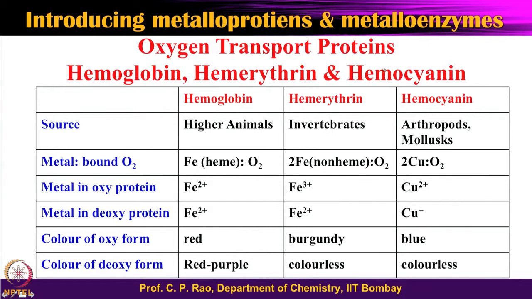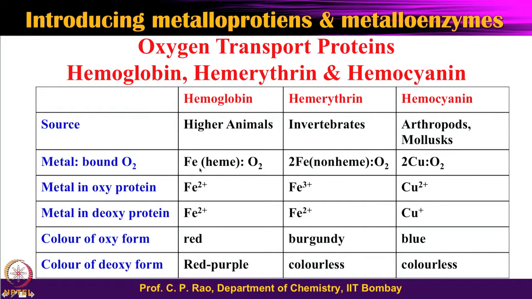Let us look at this particular table, which tells you the various properties and aspects of these transport proteins. As you know, hemoglobin is for humans and higher animals, hemerythrin is in invertebrates, and hemocyanin is in arthropods and molluscs. So, as you can see, the hierarchy of life changes from higher life to somewhat intermediate to somewhat lower kinds. Let us look at a few of the properties.